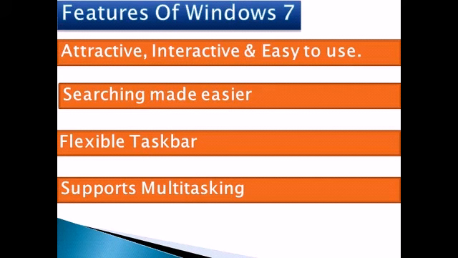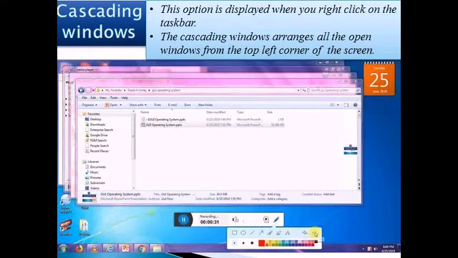Flexible taskbar. The taskbar of Windows 7 is more flexible and application oriented, unlike the previous versions of Windows. We can pin our favorite programs on the taskbar for easy access. Windows supports multitasking. Windows 7 can effectively perform more than one task at a time. Now come and see the attractive features of Windows 7.